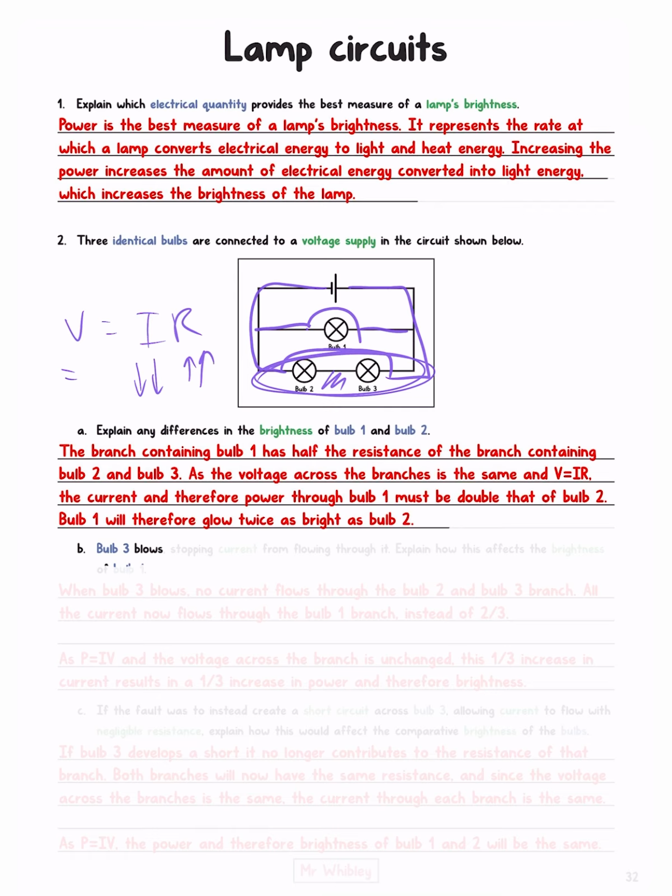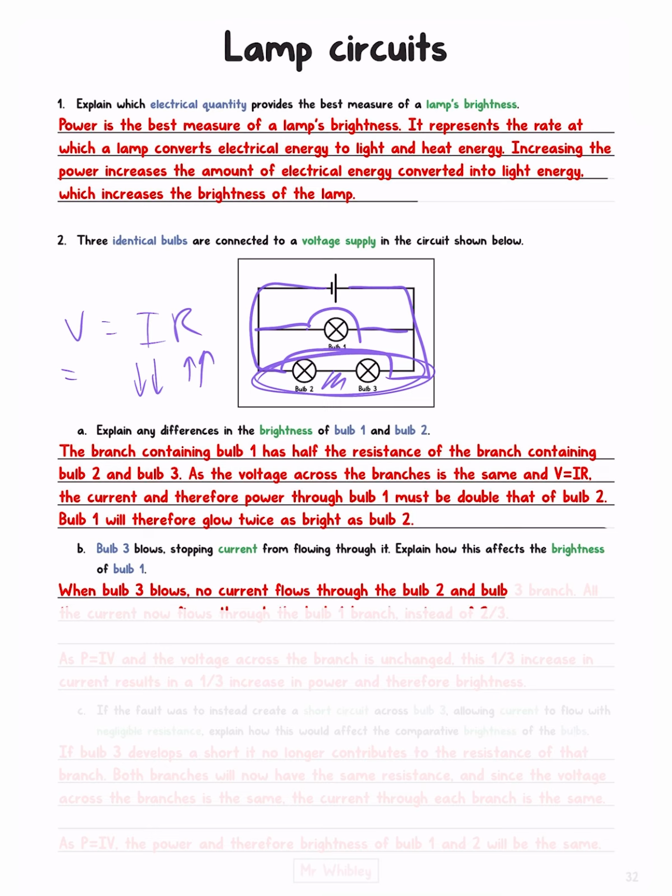Bulb 3 blows, stopping current from flowing through it. Explain how this affects the brightness of bulb 1. When bulb 3 blows, no current flows through the bulb 2 and bulb 3 branch. All the current now flows through the bulb 1 branch instead of 2/3 of it.